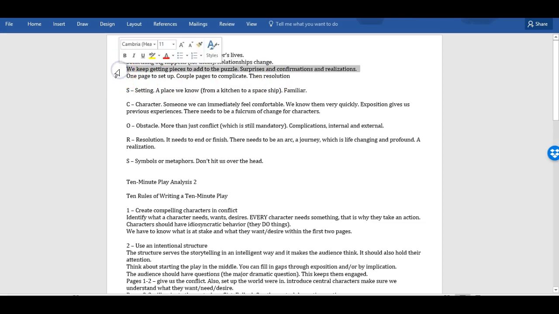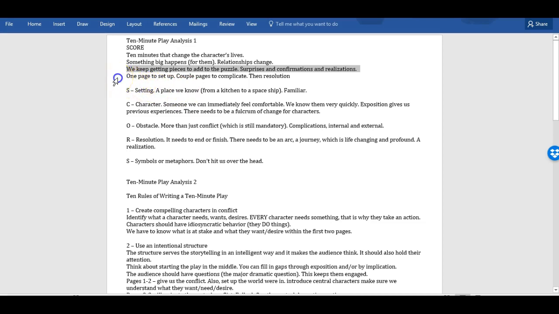Along the way, we keep getting pieces that add to the puzzle. We need to be surprised, and things that we suspect need to be confirmed sometimes, and we need to have realizations. That's for us and for the characters. Like I said, I'm sprinkling many things all throughout this little discussion.